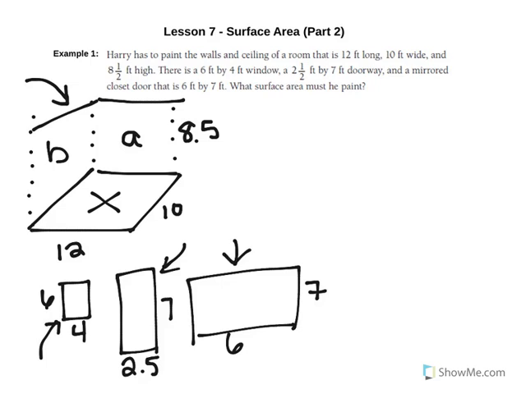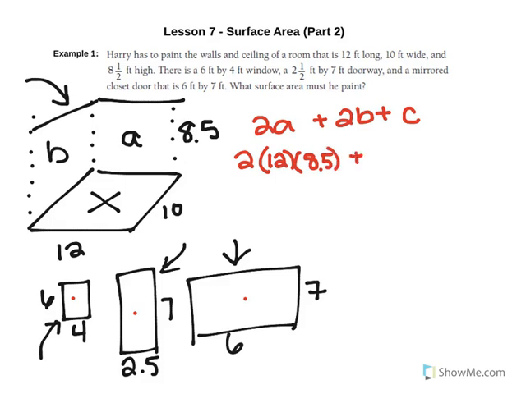So to do this, we're going to have 2 of side A. We're going to have 2 of side B. And we're going to have a C. And then we're also going to subtract this, this, and this. So first we'll just do length times width for each of these. So for side A, it would be 12 feet by 8.5 feet. For side B, it would be 10 feet by 8.5 feet. And the roof would be 12 by 10.